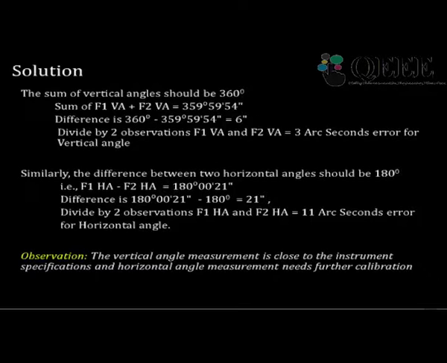So now we can say that your instrument is 8 seconds higher than the calibrated range. That means all your horizontal angles will have an error of 11 arc seconds. So this has to be reduced, or this has to be neglected before taking into observation calculations. So this is how we have to calibrate the angle measurements.